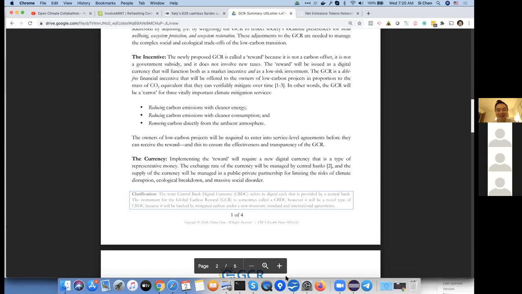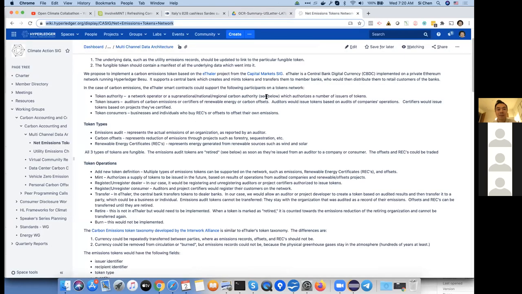I'm just putting my thinking cap on here. So now that this net emissions token network framework is being thought of and starting to be put in place, for you, what are the next steps and how can the community help get people actually using it?